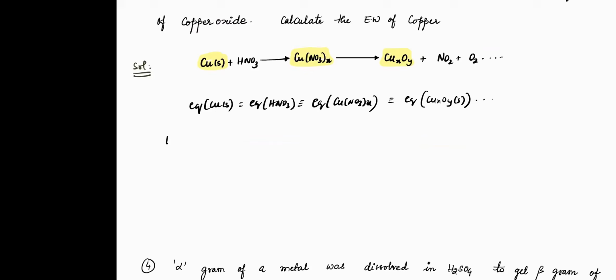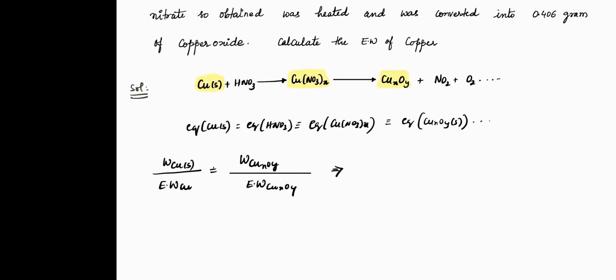So that's therefore I can say weight of metal in solid state divided by equivalent weight of copper, right? That should be equal to weight of copper oxide divided by equivalent weight of copper oxide. So what is the weight of copper now? 0.324, divided by equivalent weight of copper, right? Equivalent weight of copper is what is unknown to us. So let me simply write this as E of Cu.